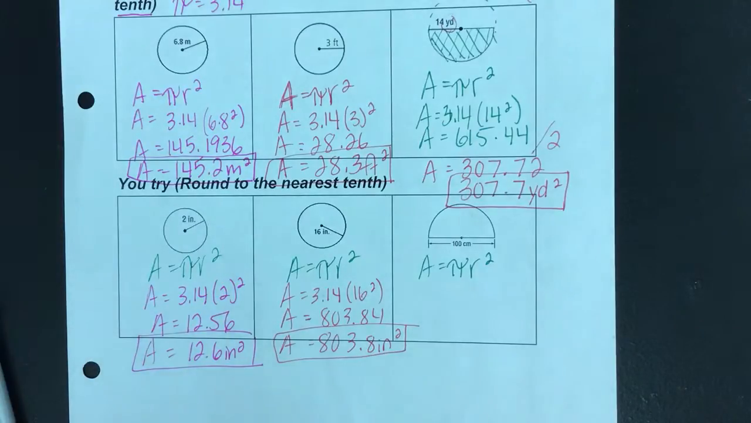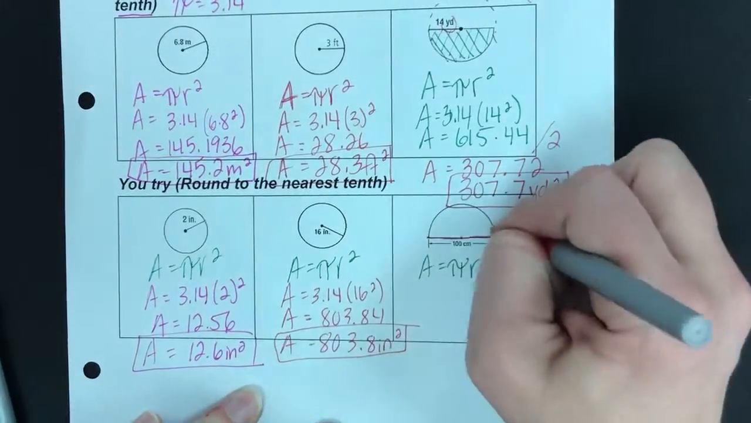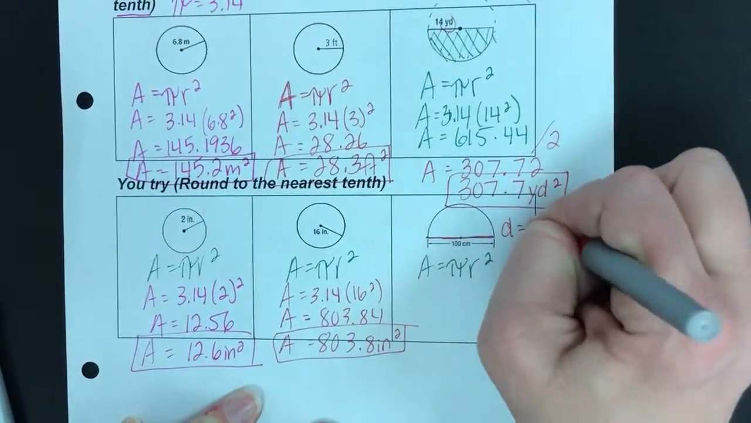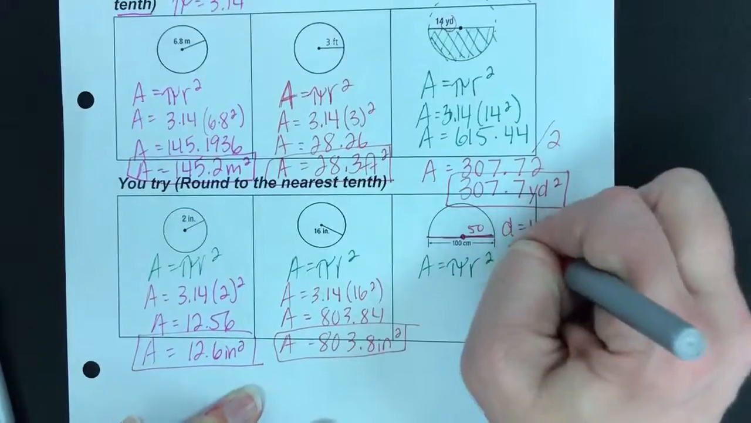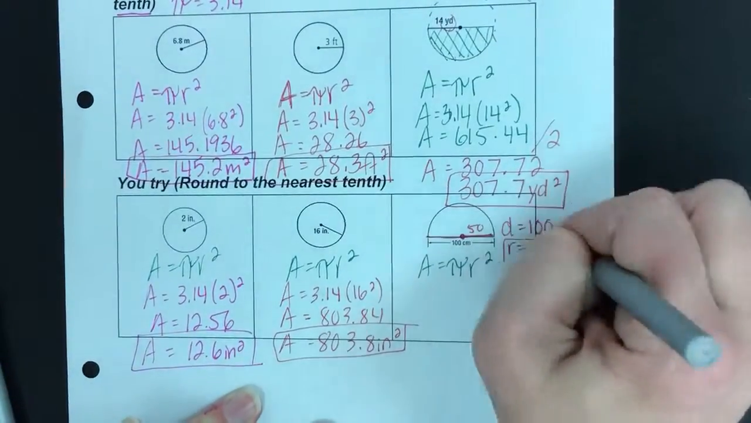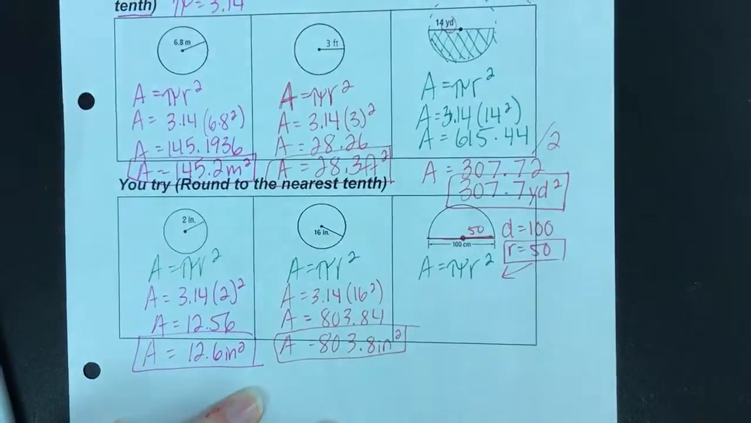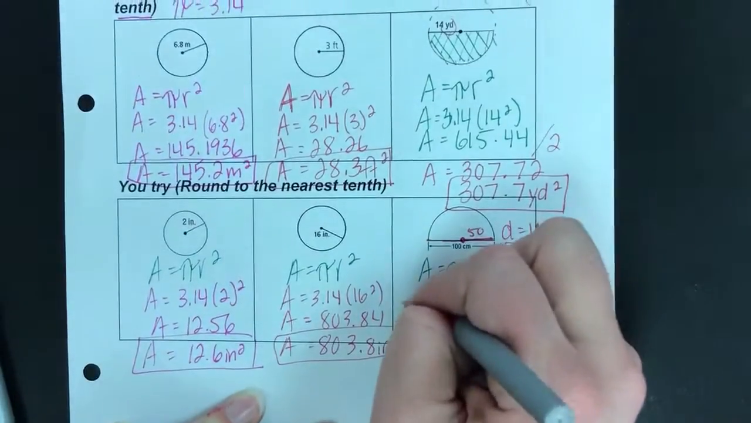This last one is much like the one that was above us, but instead of giving us the radius, it actually gives us the diameter. The diameter for this semicircle is 100. If the diameter is 100 and the radius is half of that, then our radius is half of 100, which is 50. That's important because we need radius in our area formula. If you pop in diameter, you are going to get that wrong answer.